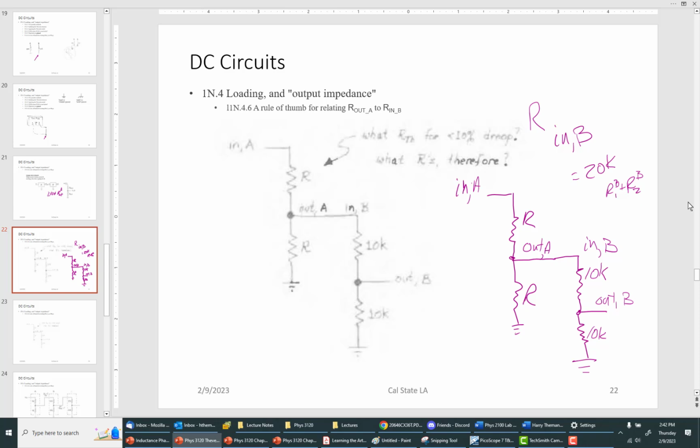So that means then that the R out of A has to be less than or equal to 2K. You see that? So the input impedance of B is 20K, because, in fact, if we follow this rule, right now we assume nothing's attached to B.